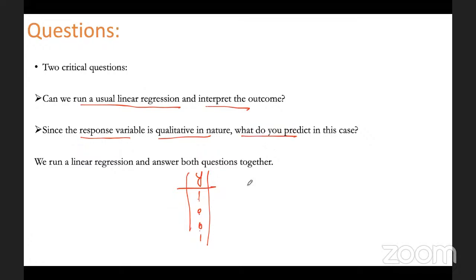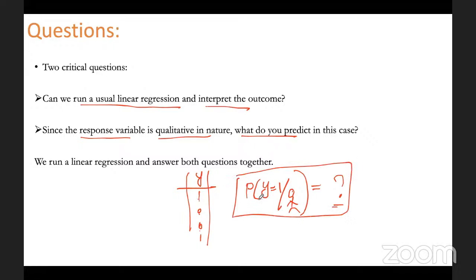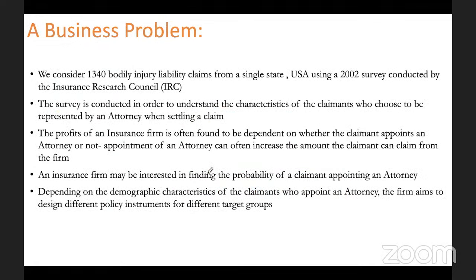As we discussed, we are going to predict the probability that y is equal to 1 given that customer's characteristics, that observation. This is what we are actually going to predict as part of this logistic regression. Now, these questions we are going to answer with an example, a business problem. Just take a few seconds and read this. We are going to discuss this problem statement. If you understand this, then it will be much easier for you to understand the things we are going to discuss. So this is a business problem.